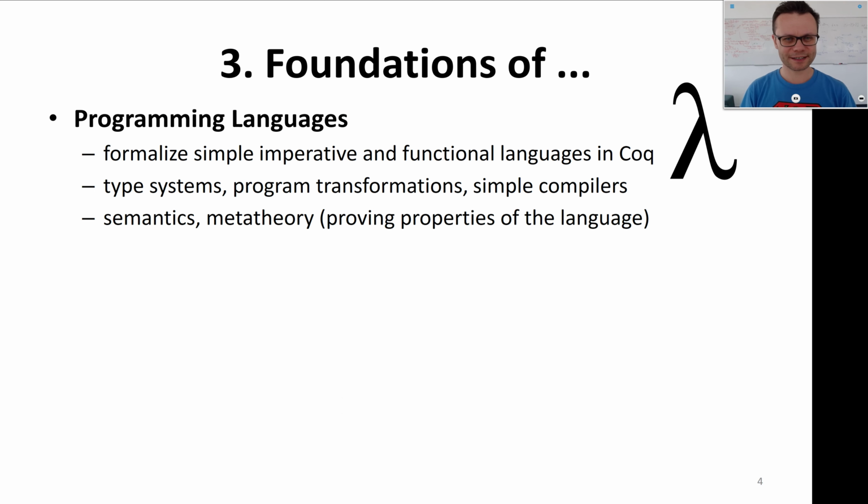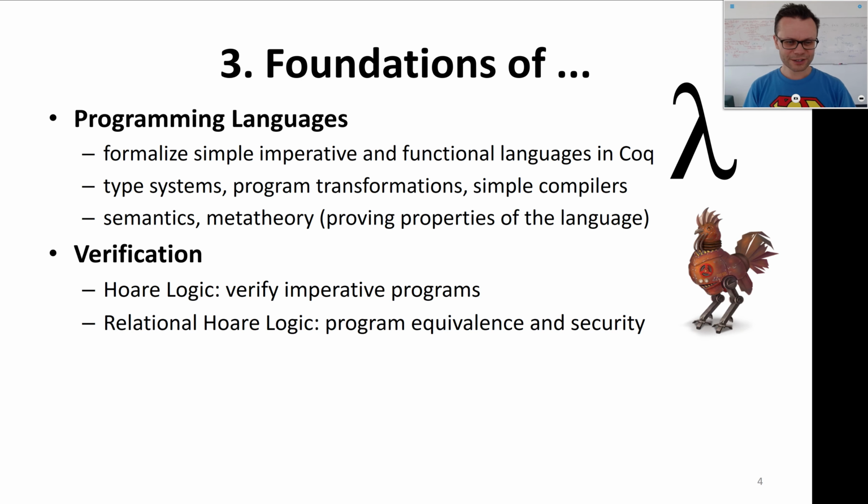And the third course is on the foundations of programming languages. So we formalize simple, imperative, and functional languages in Coq. We build type systems, simple compilers, and we also give a semantics to programs and prove meta-theoretical properties, so properties of all programs of the language. Now, we also do verification of individual programs, for instance, imperative programs in Hoare logic, or proving program equivalence and security using an extension called relational Hoare logic.